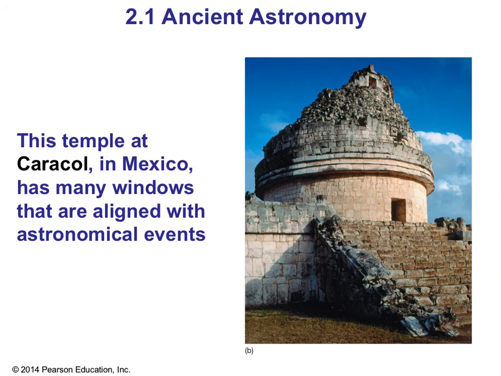Looking at some more examples of ancient astronomy, here we have the Caracol Temple in Mexico, which has a lot of its features aligned with astronomical events. In addition, a lot of the structures built by the Mayans were affiliated with stellar phenomena. They were really fascinated with astronomy. In particular, they had this fixation on Venus. They were really good about collecting data on our sister planet Venus.